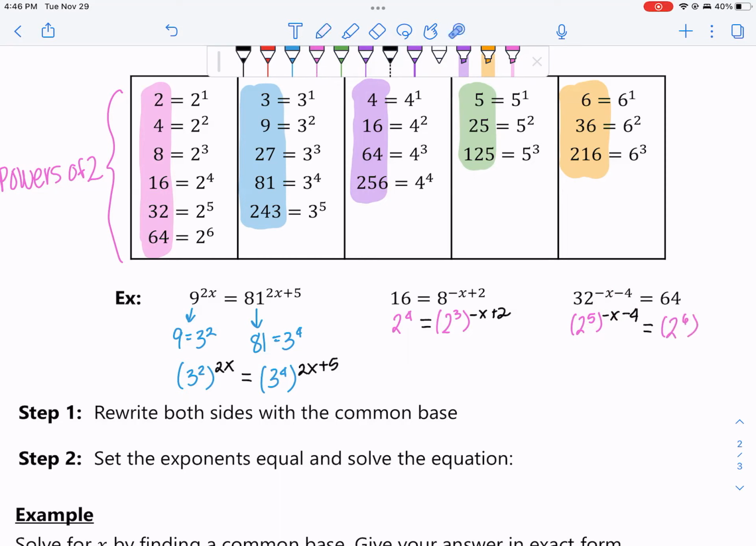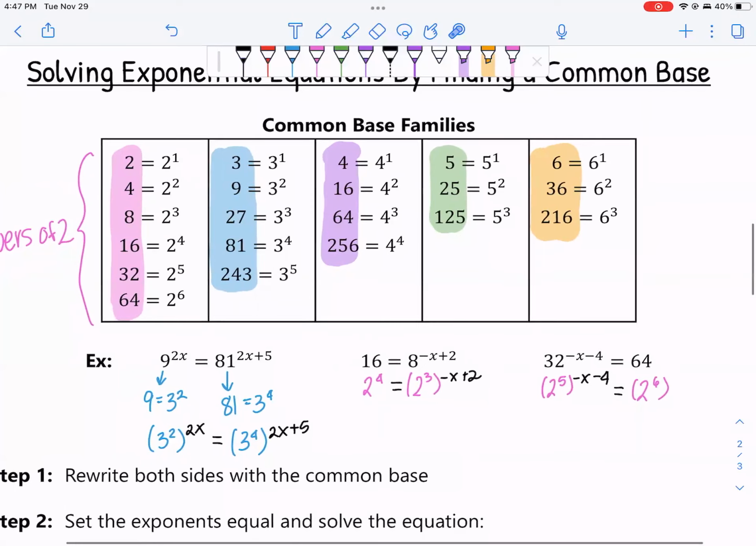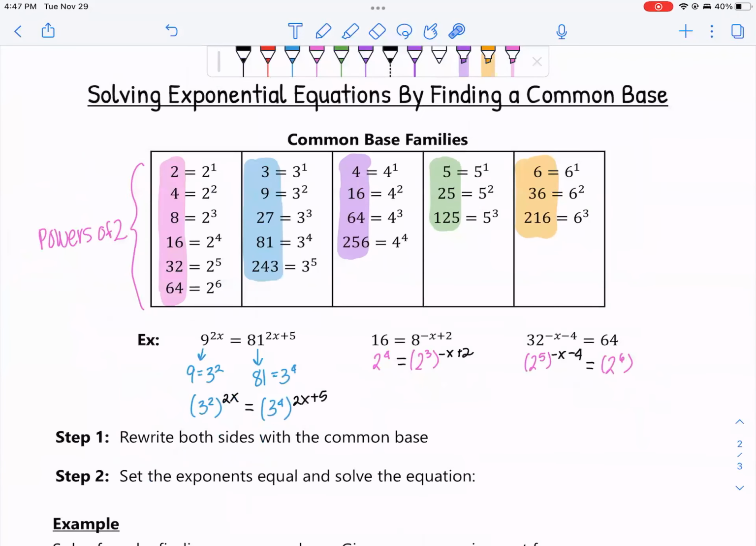So part of doing the common base thing is being able to recognize that numbers belong in families together. If you can't recognize that, you'll have a harder time with these common bases, which is why I made this table. It took me a really long time to make that table.